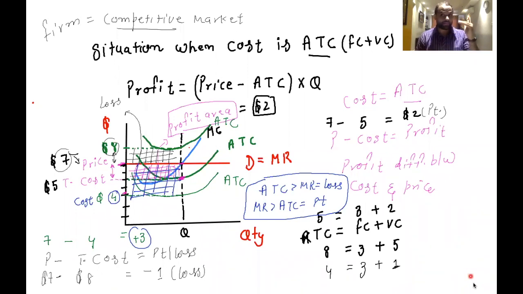Price is maximum 7, it cannot go above 7, right? So cost becomes 8, you have a loss. A company doesn't like loss, so the company will exit. The company stops selling, the company leaves the market. The firm will leave the market. That's what I was trying to explain. So I hope you understand what I mean, the profitable situation.